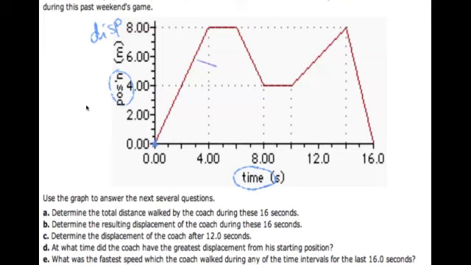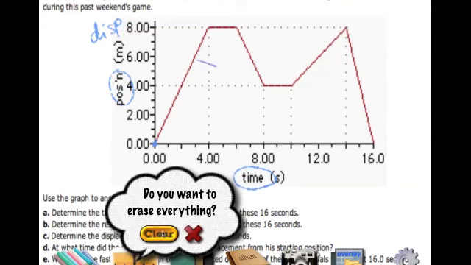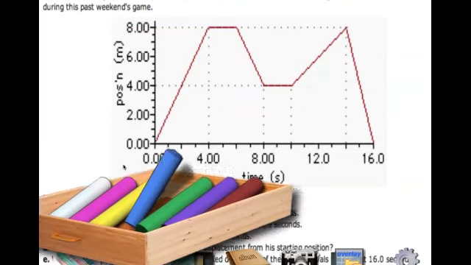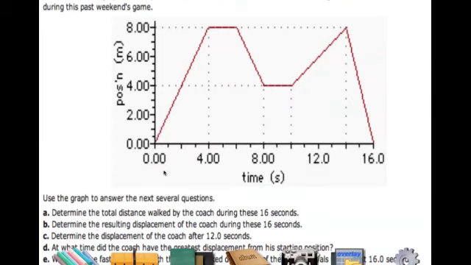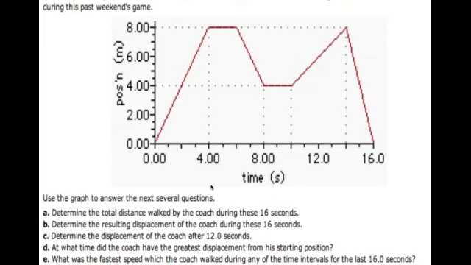So now the question says, determine the total distance walked by the coach during these 16 seconds. So it's a position time graph, so we can just simply take the distance by the corresponding values. From time 0 to 4 he travels a distance, and since in distance the direction is not of importance, we'll just simply be adding up the distances that he moved.